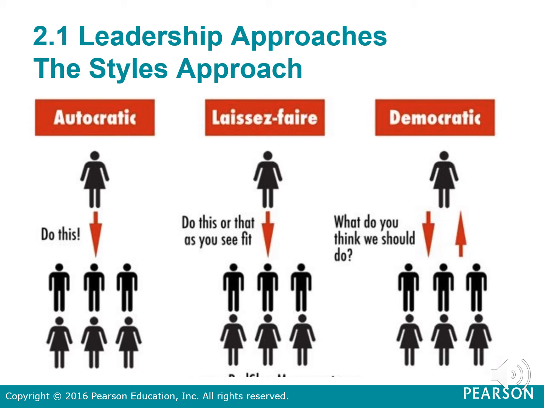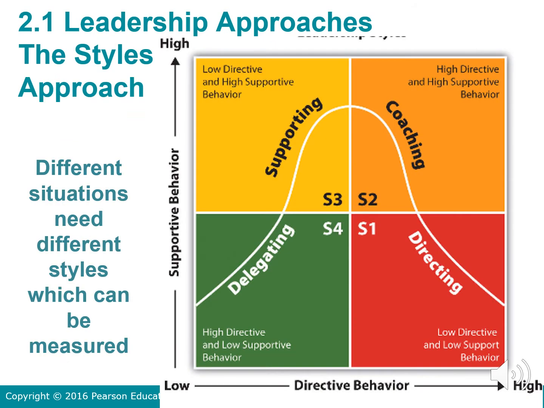Democratic leaders issue orders after consulting with the team. This method leads to increased trust and greater cohesiveness, but is a slower process. Laissez-faire leaders have a more laid-back approach to influencing others. There is less direction, and the leader takes a hands-off approach. This approach works best when employees are experts at their job and motivated to achieve goals.